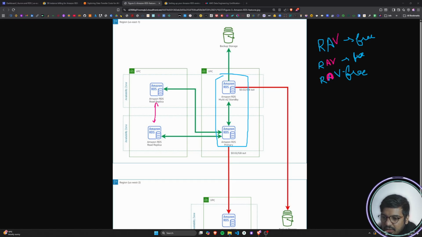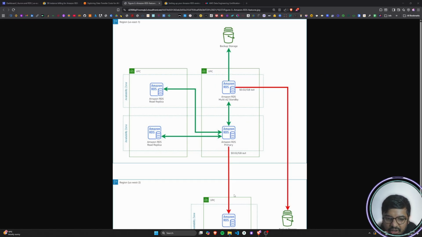Now where does cost incur? First of all, if we have a different region, and obviously in that case we will have a different availability zone and a different VPC, this particular thing is paid. And different region, different availability zone, different VPC, backup is also paid.